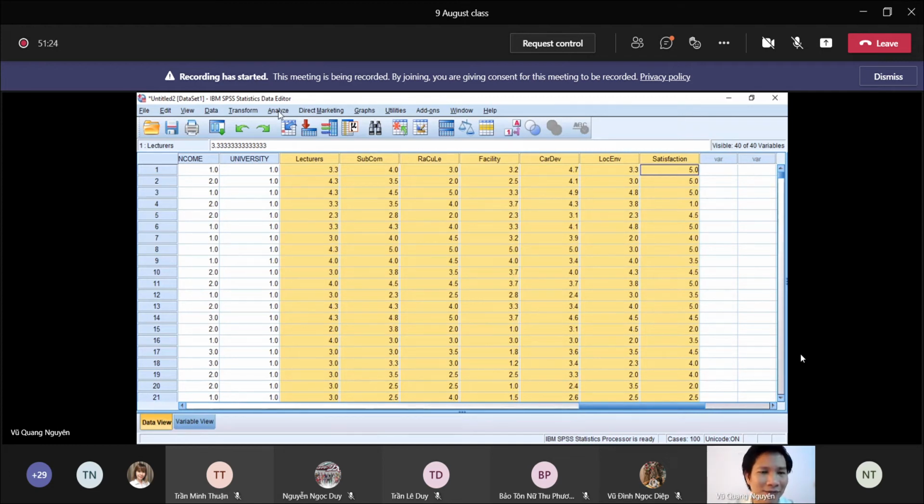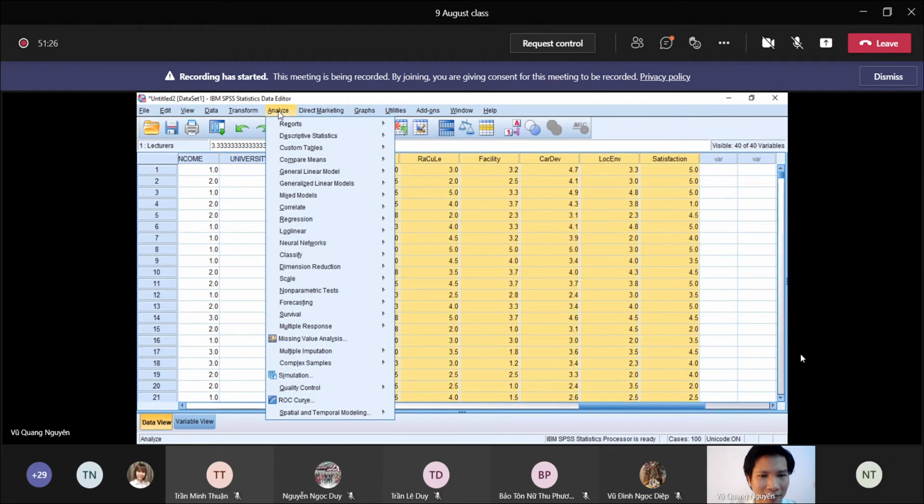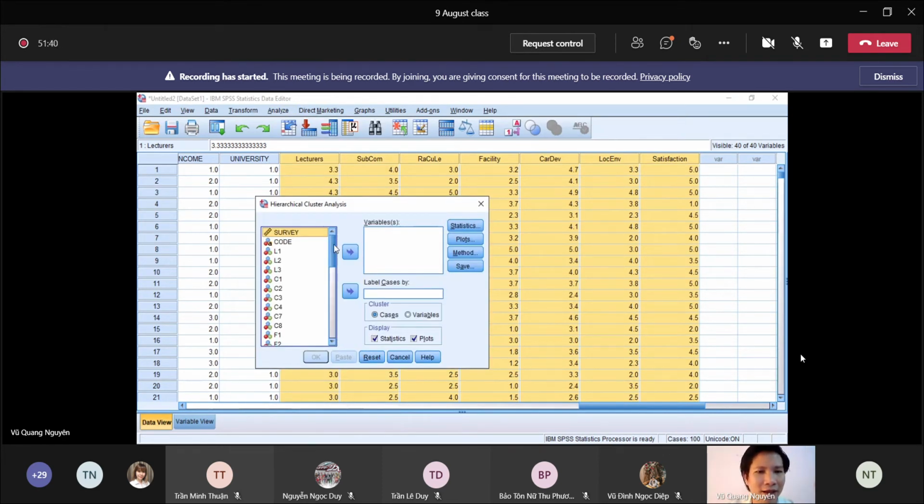Okay, how to do that? You go to analyze, and clustering is in classify. See, hierarchical cluster. This one is to answer how many segments should you have. Click it. And because I use those 7 dimensions in people's mind, I put all 7 of them into variables here. Easy.